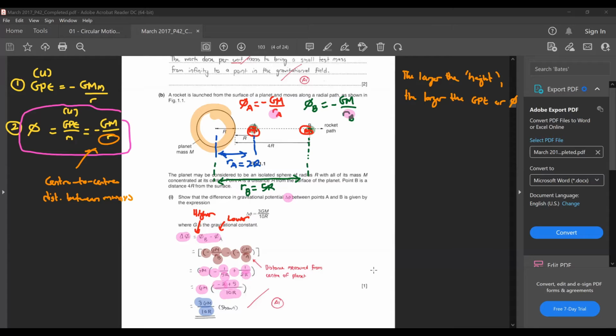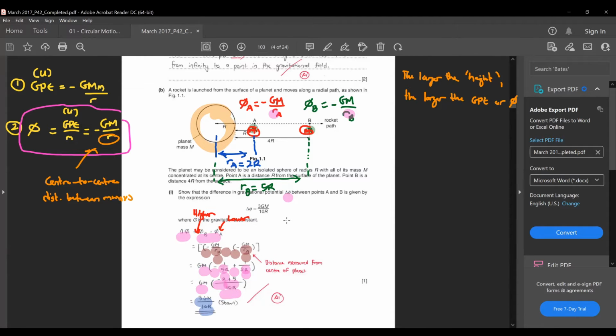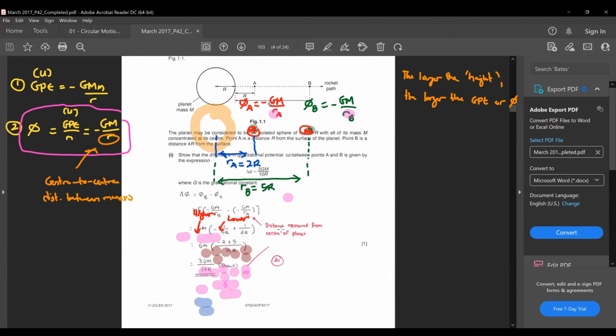Now for all this working here, it's only worth 1 mark. Okay, it's pretty simple substitution. Okay, so this one should be okay. I don't think there's any big issues with this. Right, then you go to the next one.